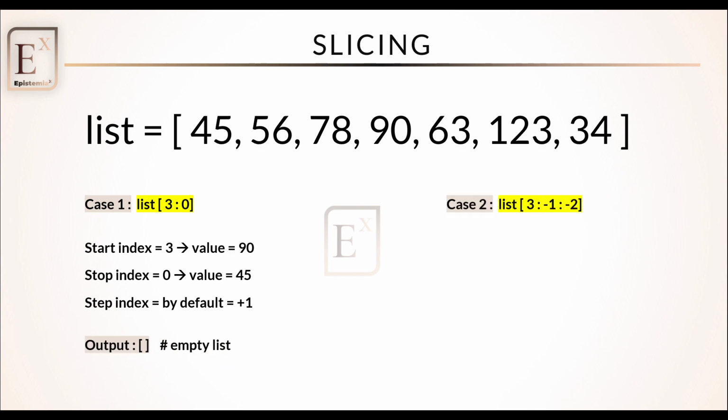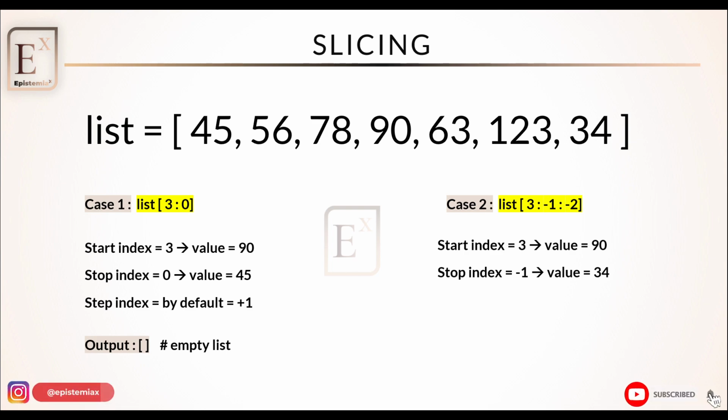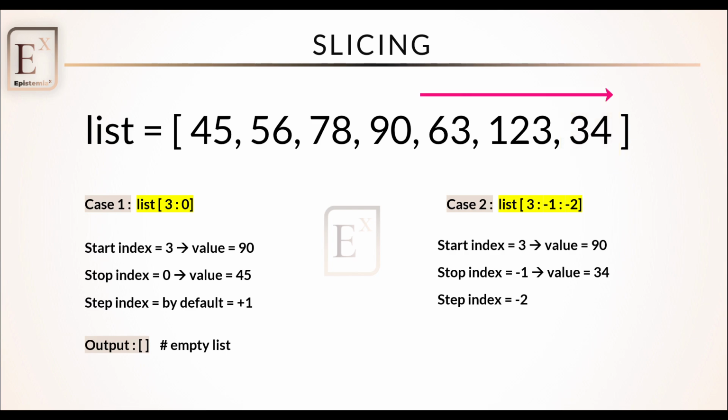Now let's see the second case. Look at this slice. Let's break it down. Here start index is 3 and that value is 90 and stop index is -1. That shows the last element 34 and step is -2. Since step is negative, we move backward, that means right to left direction. Start from 90 and move backward. Now we check stop index. It is 34. That shows the last element in the list. But we are going backward and 34 is in forward direction.